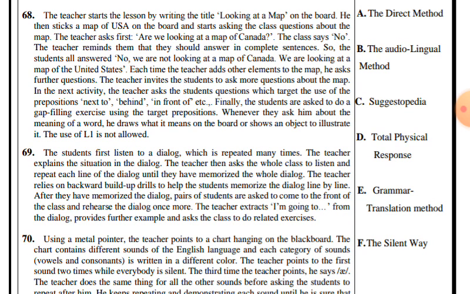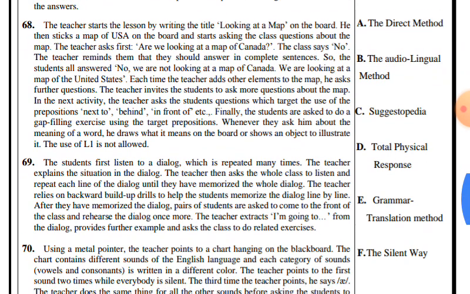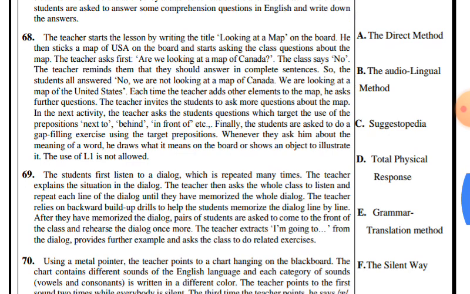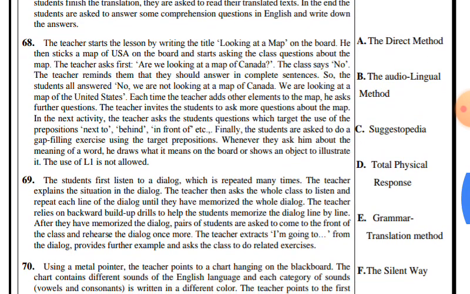69. The right answer is B, the audio-lingual method. The students first listen to a dialogue. Dialogue is a keyword for the audio-lingual method. Repeated many times is also another keyword, because the teacher repeats the dialogue many times until the students understand it. The teacher explains the situation in the dialogue. The teacher then asks the whole class to listen and repeat each line of the dialogue.